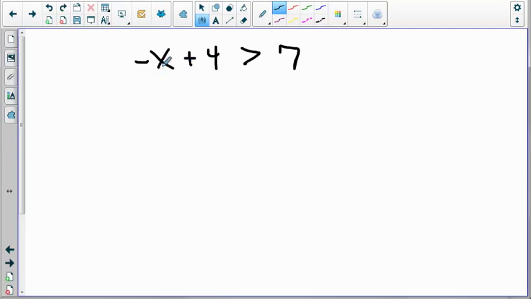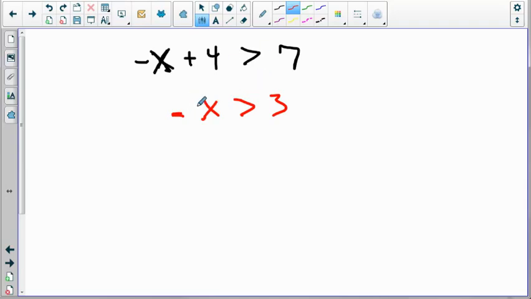But what I need to look at is, I know that I have a negative here. I can't graph that. But the first thing I can do is I can go ahead and get rid of that positive 4. So I'm going to take 4 away from both sides. Not a problem. Negative x is greater than, well, 4 minus 4 is 0. 7 minus 4 is 3. This would be great, except I cannot graph negative x. I don't know how to do it.